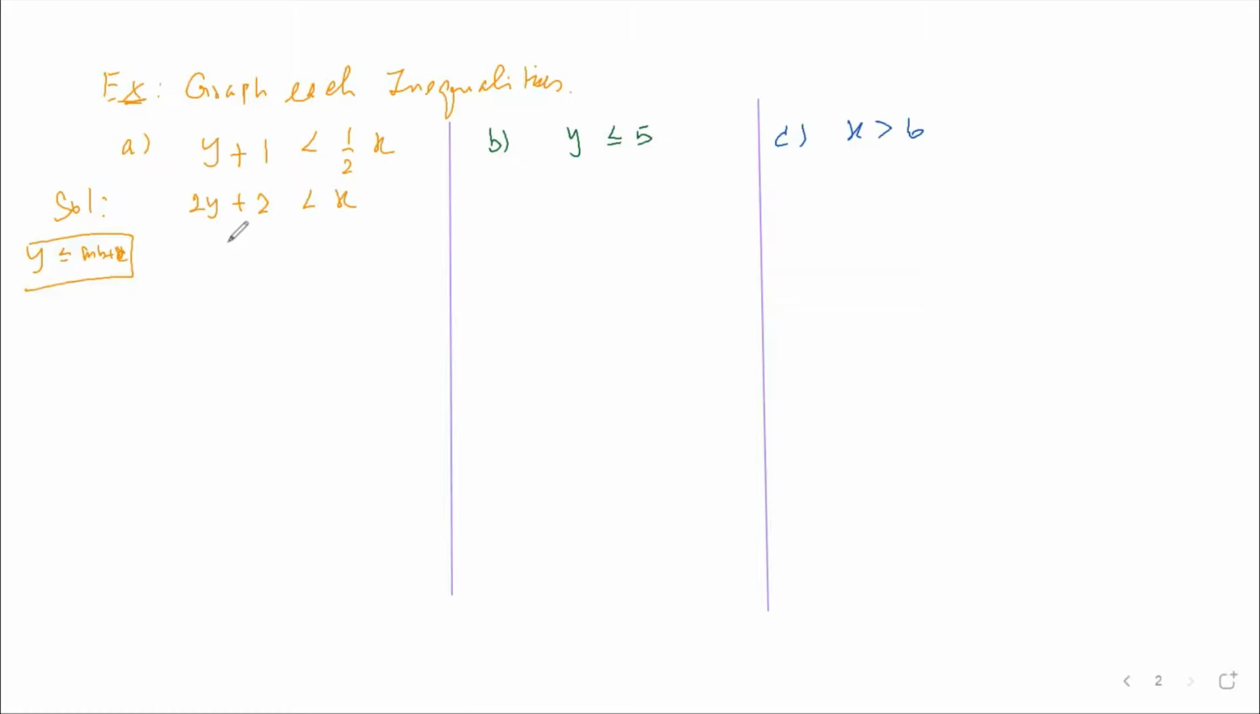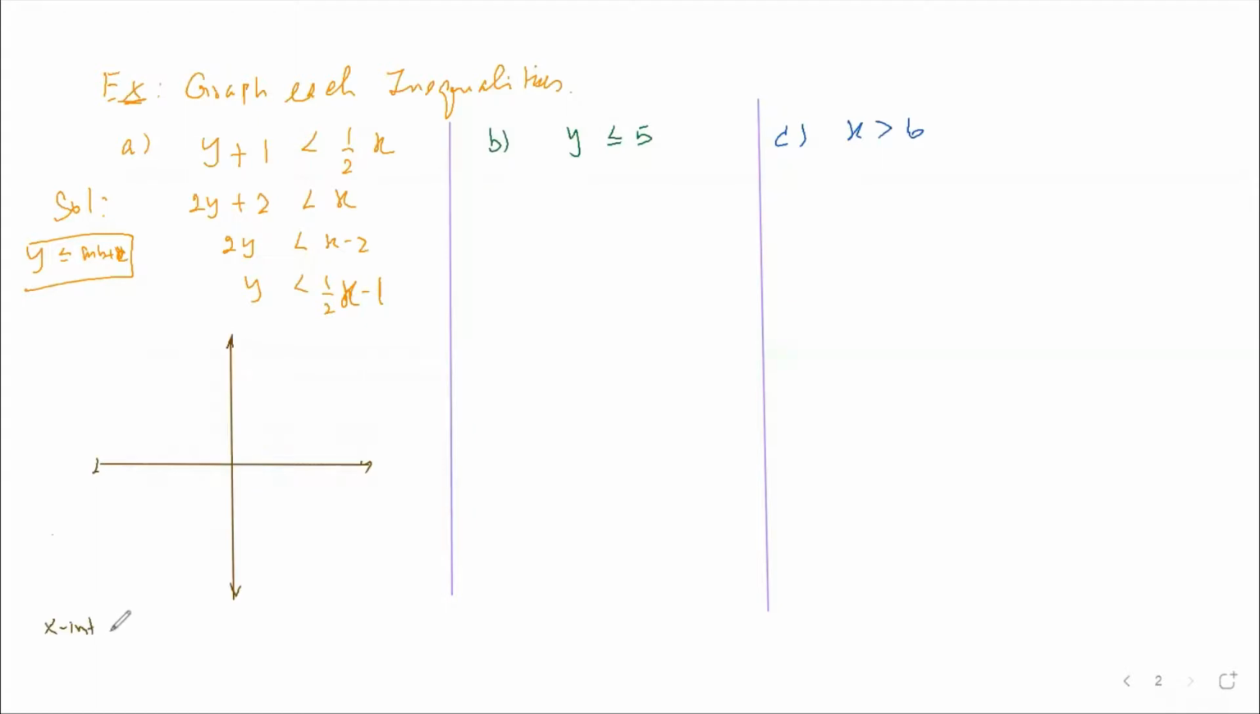So in this case, I have 2y less than x minus 2, I move the 2. Then y less than 1 over 2 x minus 1. So when I have this one, I can plot the graph right away. So I plot the graph.